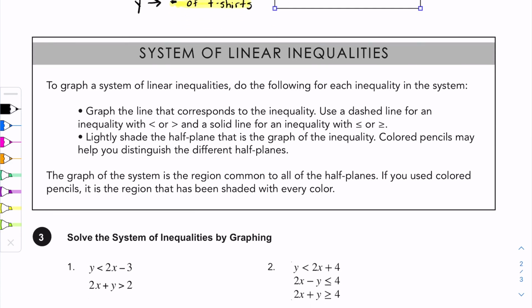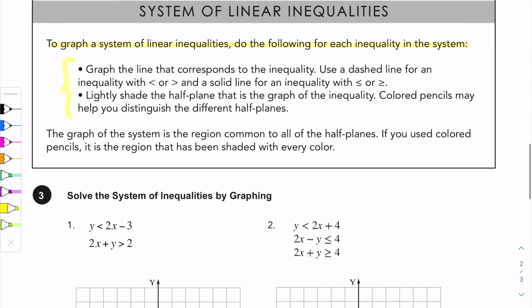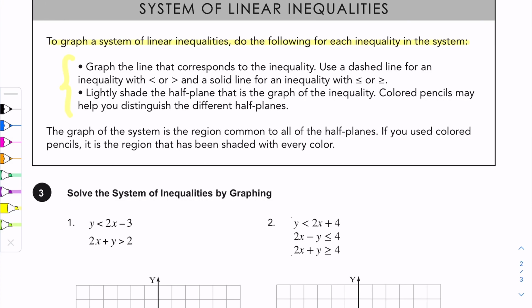Okay. So systems of linear inequalities. Systems of linear inequalities is when you have multiple inequalities in the problem. So to graph a system of linear inequalities, you do the following for each inequality in the system. What I listed right here are the steps from the front. I just typed them out for you. So you graph each line, you shade on the correct side of the line, determine if you have a dashed or solid line. And then the graph of the system is the region common to all of the half planes. So I suggest using colored pencils, and you look for the region that's been shaded with every color.